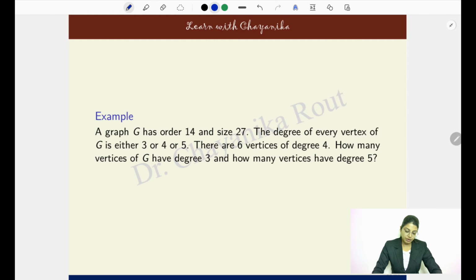In the next problem we have been given a graph G having order 14, size 27. Degree of every vertex is either 3, 4 or 5. So all the vertices that are present in the graph have either degree 3 or degree 4 or degree 5. There are 6 vertices of degree 4 and we have been asked to find out how many vertices are there of degree 3 and how many are there of degree 5.